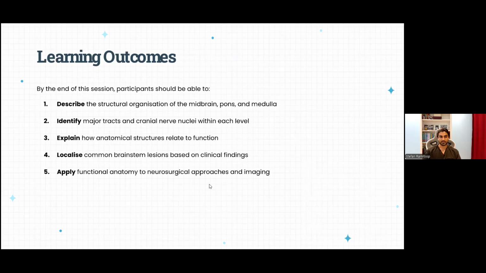So that leads us to the learning outcomes of this session. The goals are: one, to describe the structural organization of the midbrain, pons, and medulla of the brainstem; identify major tracts and cranial nerve nuclei within each level; explain how anatomical structures relate to function; localize common brainstem lesions based on clinical findings; and then apply functional anatomy to neurosurgical approaches.